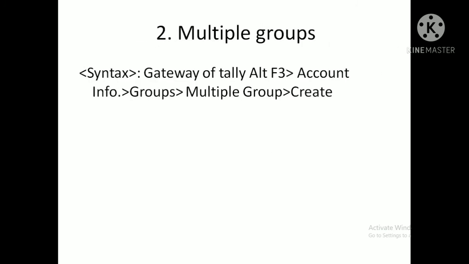Next we will go for multiple groups. I already told you, when the situation arises to create multiple groups, when you are creating more than one subgroup that comes under the same primary group, then we can select multiple group. What is the syntax for that? Gateway of Tally, that is Alt F3, Accounting Information, from Accounting Information select the group. Instead of selecting single group, we should select multiple group. Then from that select create.